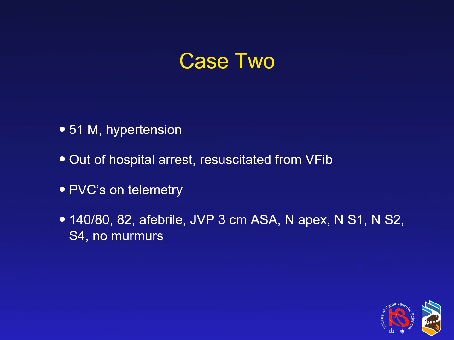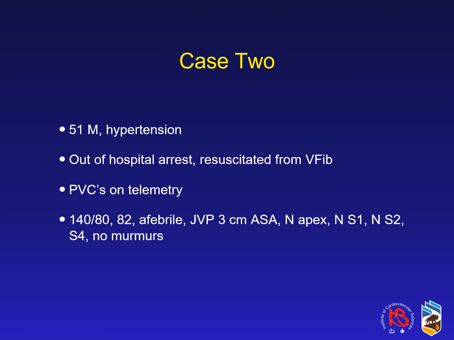In the second case, we have a 51-year-old gentleman who has a past history significant for hypertension. He has a witnessed out-of-hospital cardiac arrest and is resuscitated from ventricular fibrillation in the field. En route to the hospital and on telemetry, there's evidence of significant PVCs.